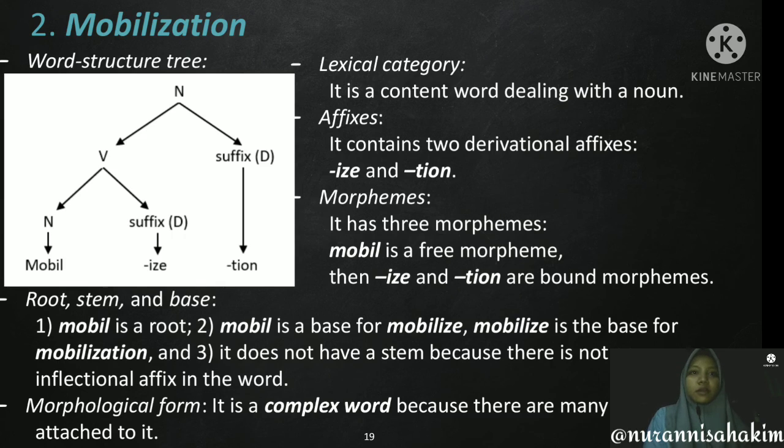Then root, stem, and base. First, the word mobile is a root. Second, mobile is the base for mobilize. Mobilize is the base for mobilization, and it does not have a stem because there is no inflectional affix in the word mobilization. And the last is the morphological form: mobilization is a complex word, because there are affixes attached to it.